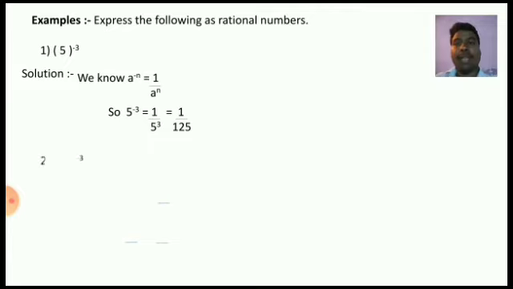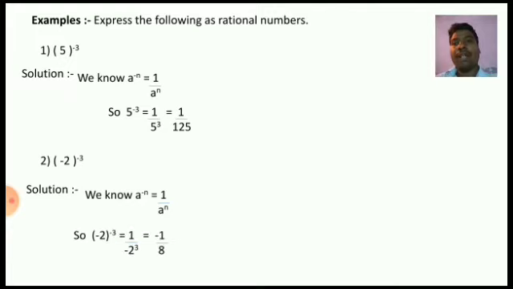So the next example is in bracket minus 2 bracket raised to minus 3. We have to express this as a rational number. Solution: we know the laws of exponent, so we use the law here. We know that a raised to minus n is equal to 1 divided by a raised to n. So we apply this law for solving this example.